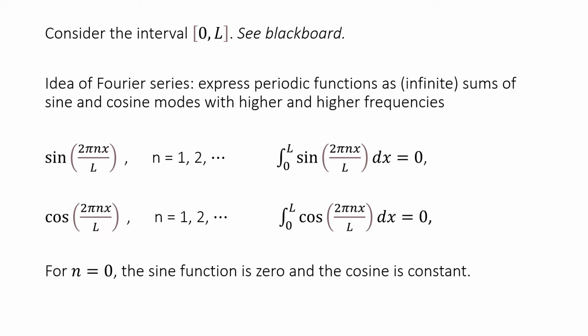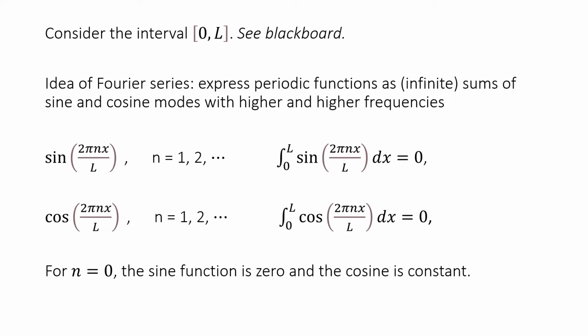Finally, at this point we can already remark a few properties. Namely, if we integrate from 0 to L the sine of 2 pi n x over L dx, we all know that equals 0. And similarly, if we integrate from 0 to L the cosine of 2 pi n x over L, this also equals 0. Those are two important properties of those Fourier modes.